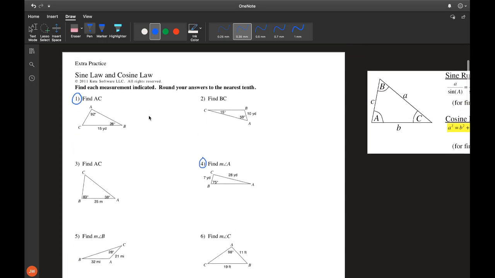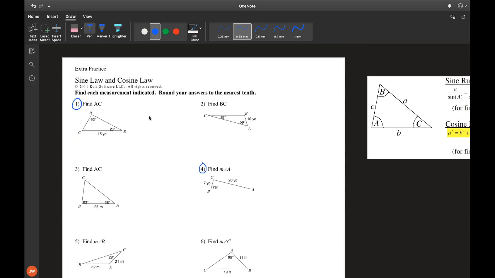So I have circled a couple ones. These are going to be the ones that I'm going to go over real quick. So yeah, let's get to it.